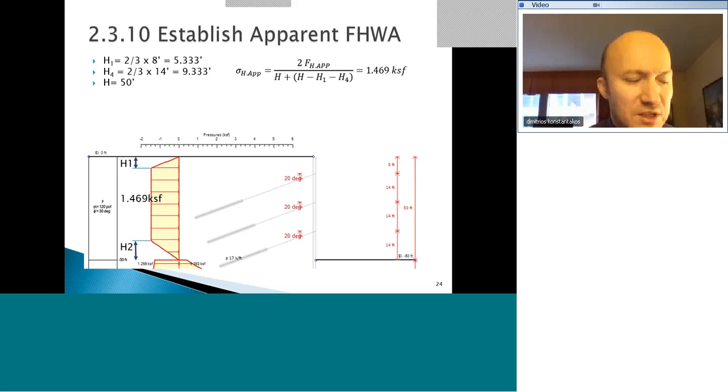So next we have to establish our apparent earth pressure diagram. And what FHWA recommends, which I think is reasonable, is that you need to locate the top and bottom portions of your diagram based on where your top and bottom supports are located. So H1 and H2 are basically 2/3 of the height: H2 from the bottom of the excavation to your lowest support, and for H1 from the top of the wall to the support, so H1 is 2/3 of that height.